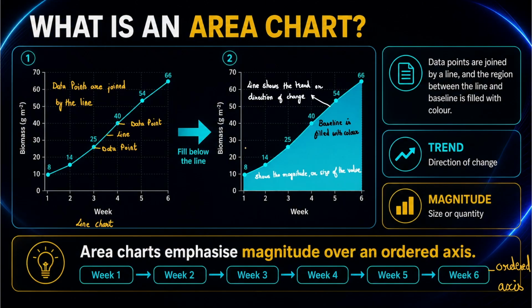Now let's understand what an area chart is. First, data points are joined by a line just like in a line chart. Then the space between the line and the baseline is filled with color. Here, biomass increases from 8 to 66 grams per square meter over 6 ordered weeks. The line shows the trend or direction of change, while the filled region emphasizes the magnitude or size of the values. So, an area chart highlights both change and quantity across an ordered axis.